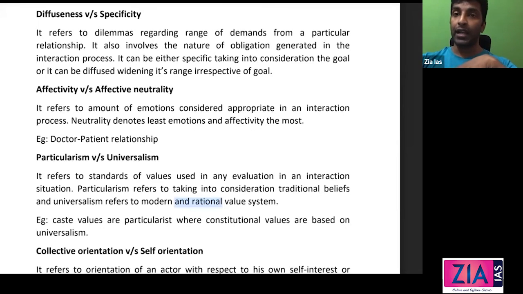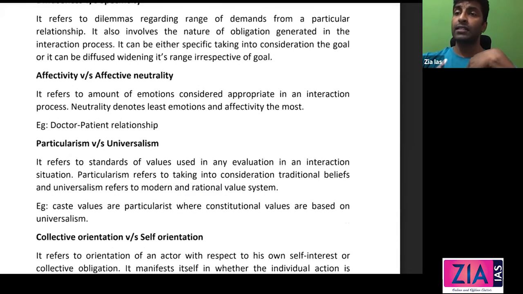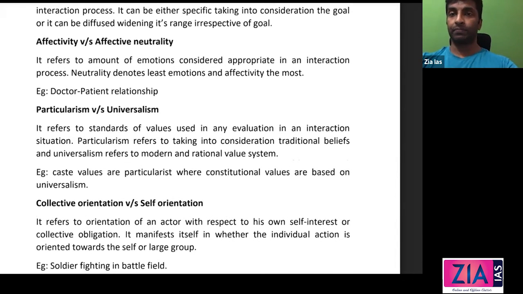Affectivity versus affective neutrality. It refers to the amount of emotions considered appropriate in an interaction process. Neutrality denotes least emotions and affectivity the most. So in modern society, it is mostly affectively neutral. We all are. It doesn't matter if something happened to someone, right? We may come to know about that, our friends, and then next day onwards, we forget and we'll be back to normal life, right? But that's not the case with traditional society. The amount of emotions is more in traditional society and less in modern society. Doctor-patient relationship is an example for affective neutrality.